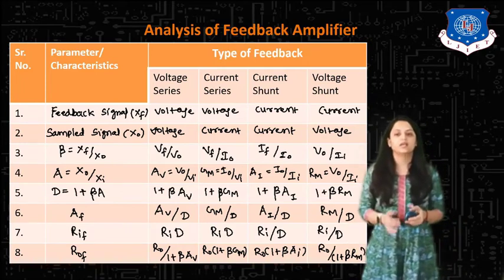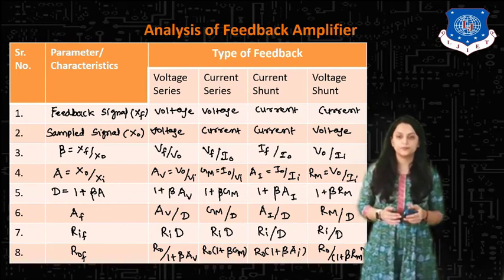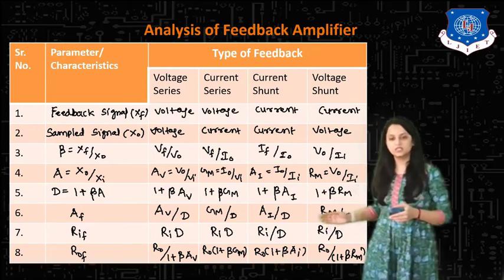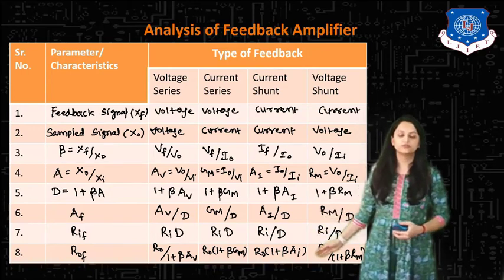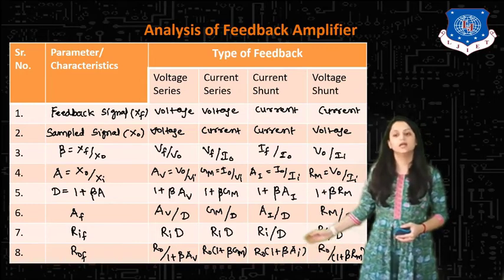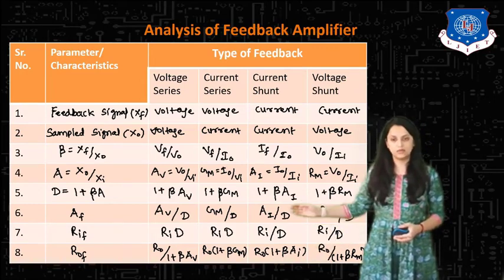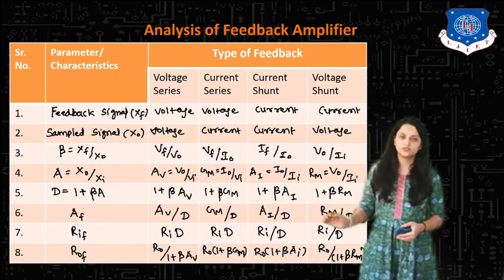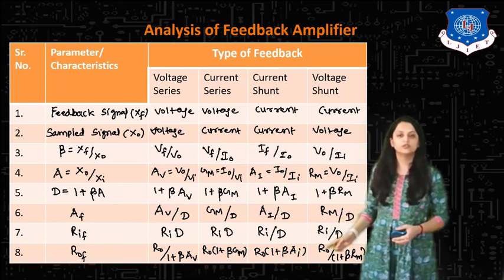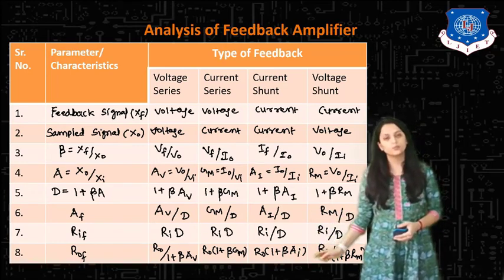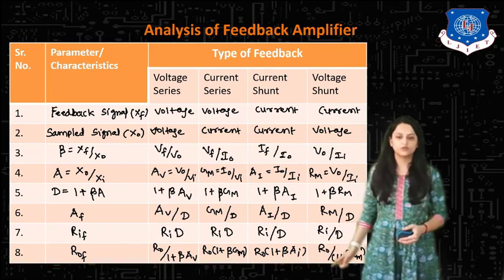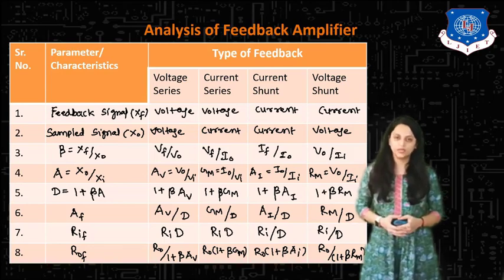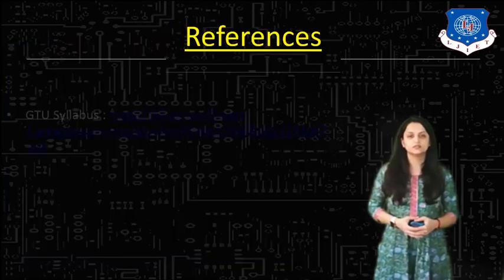So these are the parameters or characteristics of the equations for different types of feedback topologies. You need to remember at least 3 of these formulas. It may be asked for derivation also. So AF, that is gain with feedback. Remember the formulas for these cases. Next is RIF, that is input resistance with feedback. Remember for these 4 cases. And ROF, that is output resistance with feedback. Remember the formulas for these cases, whether it is RO multiplied by D or RO divided by D. Okay? These are the references you can refer through.